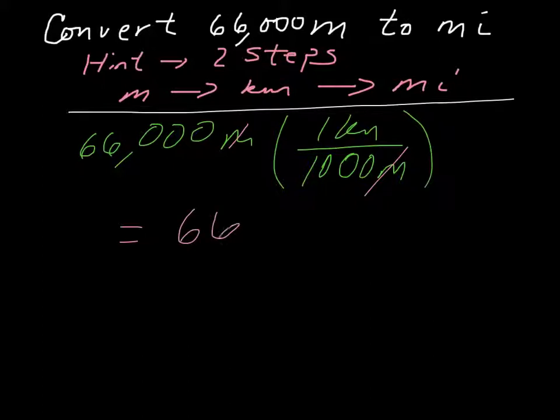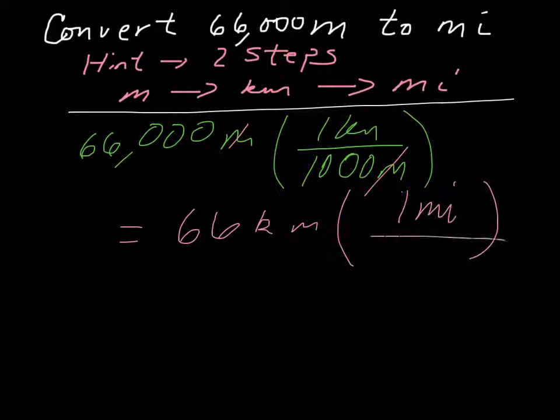66 kilometers. Well, we need to go to miles. So what do we have to multiply that with? We have to multiply by 1. So we want miles on top. So 1 mile. And what do we want on the bottom? 1.64 kilometers.